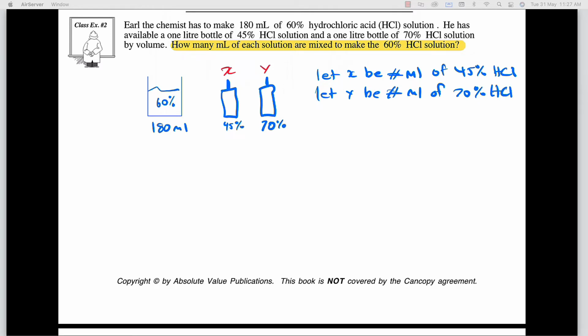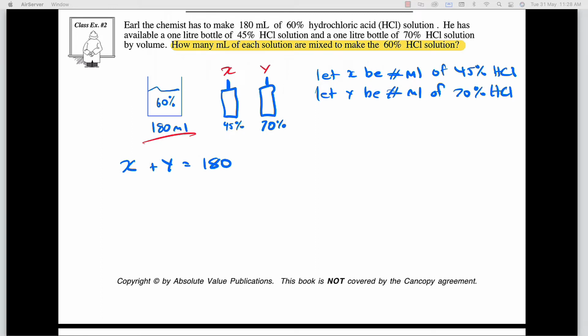Okay, so from here, now that I understand the question, I need to formulate two equations. So I know I've got a total of 180 milliliters, and x is the number of milliliters, y is the number of milliliters. So literally, it's going to be x plus y equals 180.